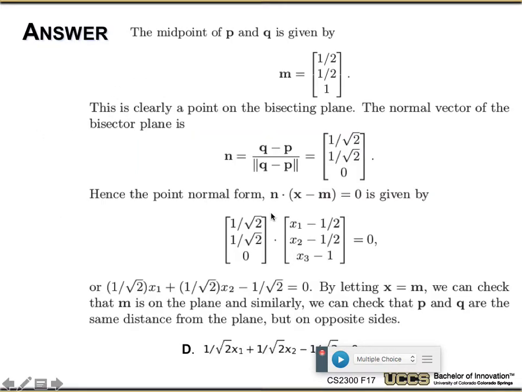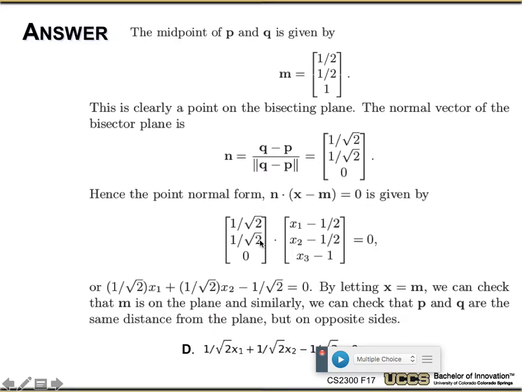So we got M. Now the normal vector for the plane that's going to bisect them has to go from P minus Q, or Q minus P, order doesn't matter, and then I divide by the norm of that to get me a unit normal, right? I could actually have used the regular normal, but the point normal form of a plane requires that the normal be a unit normal. So I compute n, Q minus P divided by the norm, which we had just computed, which gives us 1 over the square root of 2, 1 over the square root of 2, 0. Right? And now the point normal form, I do n dot x minus m equals 0.